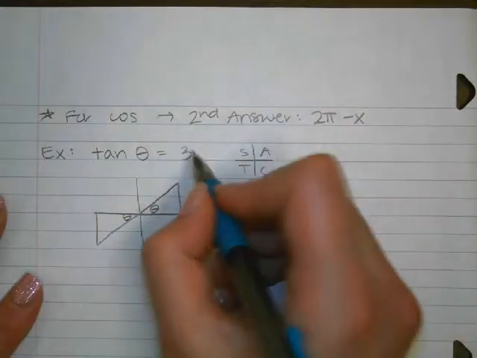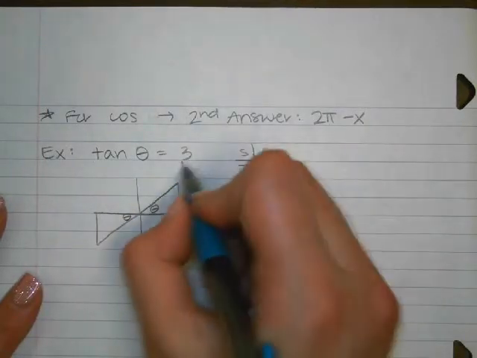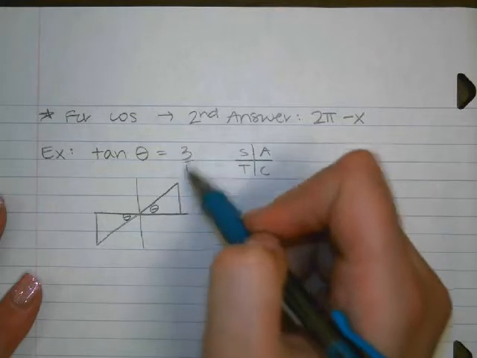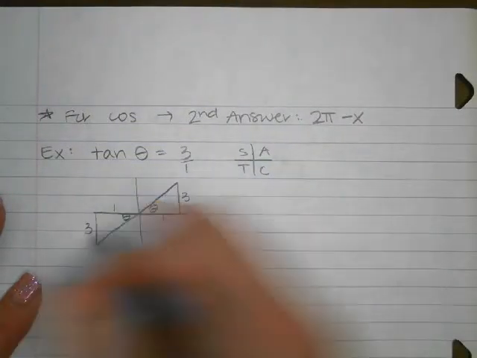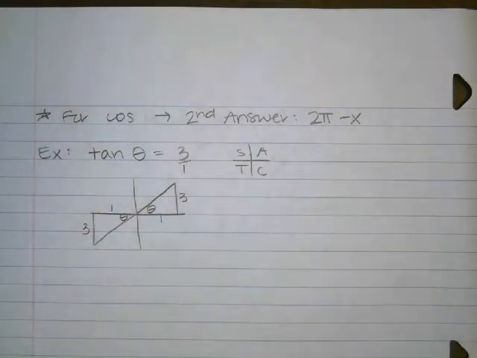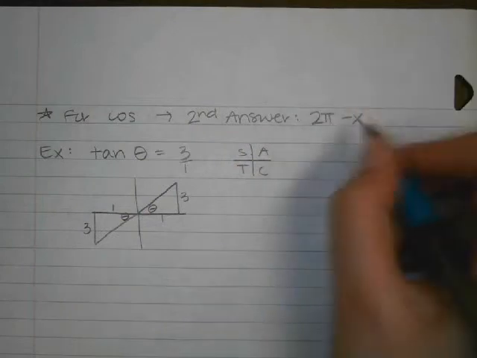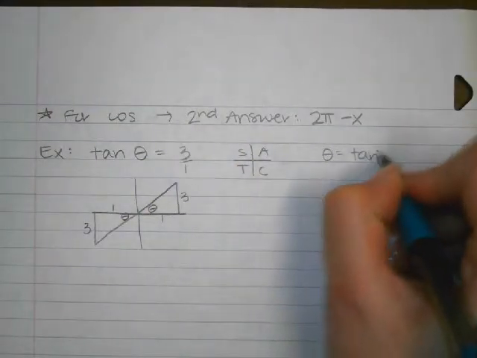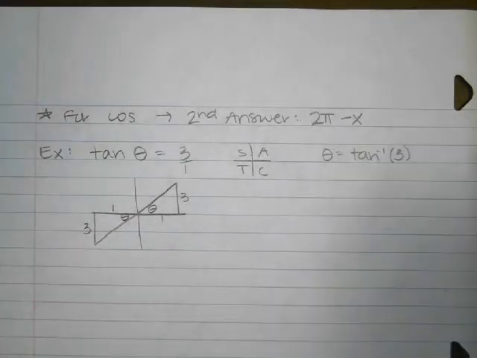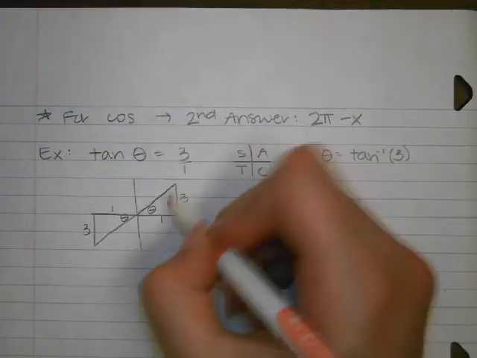Okay, so if I were to write this as a fraction, it would be 3 over 1. So we have opposite over adjacent. All right, so again, to solve this, we're going to do tan inverse. So theta equals tan inverse of 3. And in the first quadrant, it's just going to give us the answer that we want.